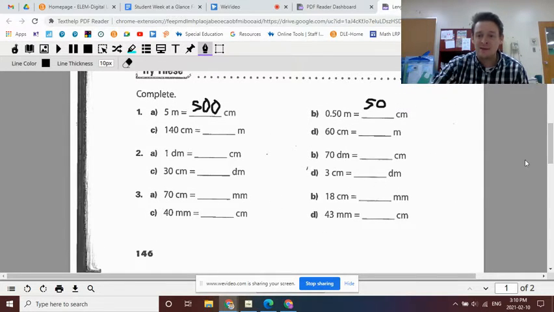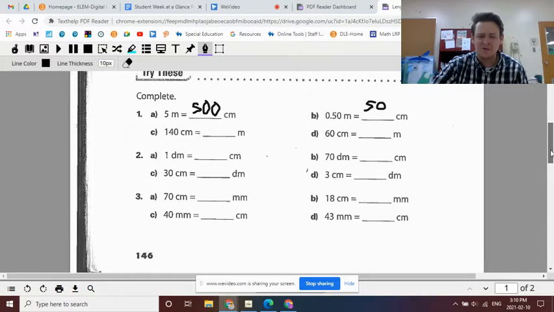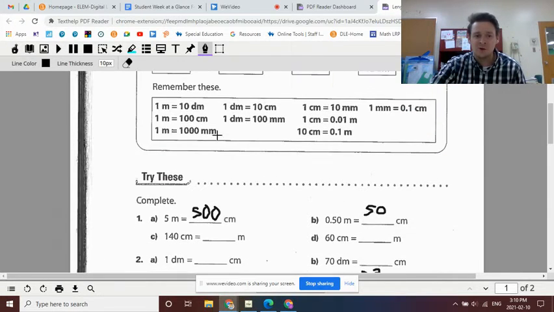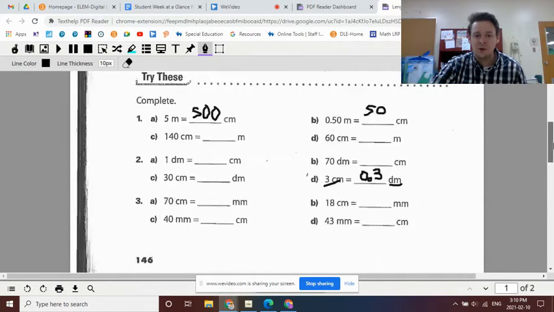3 centimeters equals how many decimeters? You have to be careful because in 1 decimeter, there's 10 centimeters. So if you only had 3 centimeters, you don't have very many decimeters. In fact, you have less than 1. You're going to have 0.3. Okay, see how you do as you work through this page making these conversions. And remember, don't forget about those conversion charts helping you up there.